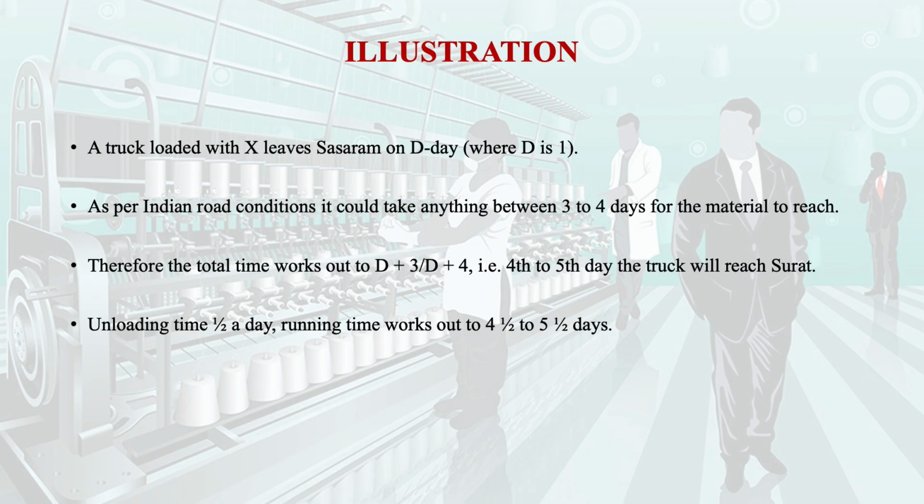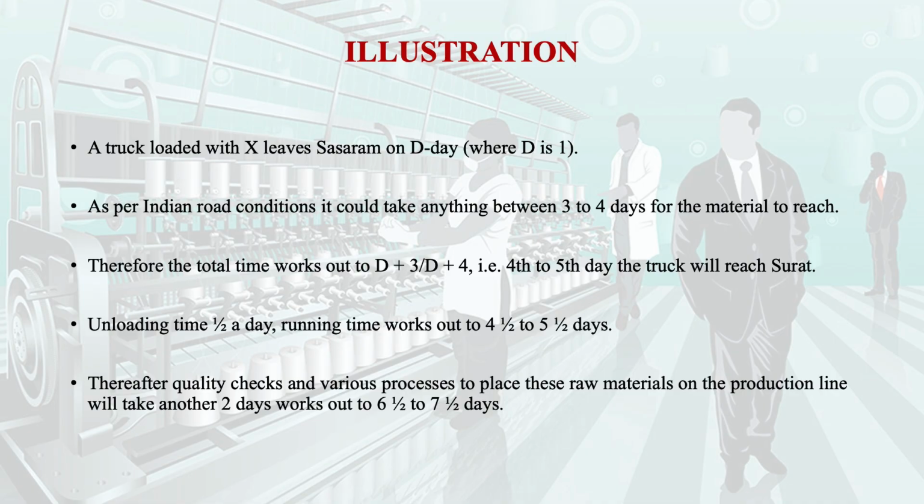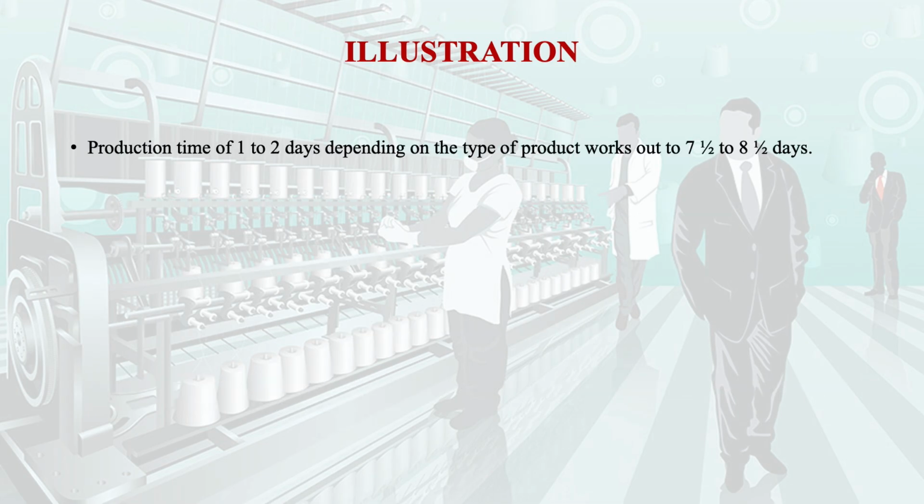Now, taking half a day as unloading time, the running time may be between 4.5 and 5.5 days. Thereafter, quality checks and various processes to place these raw materials on the production line will take another 2 days, working out to 6.5 to 7.5 days. Now take production time of 1 to 2 days depending on the type of product, which works out to 7.5 to 8.5 days.